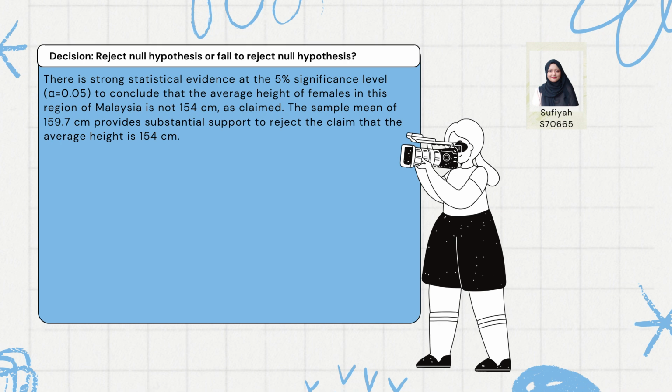Lastly, for the conclusion, there is strong statistical evidence at the 5% significance level, which is alpha equals 0.05, to conclude that the average height of females in this region of Malaysia is not 154 cm as claimed. The sample data of 159.7 cm provides substantial support to reject the claim that the average height is 154 cm.